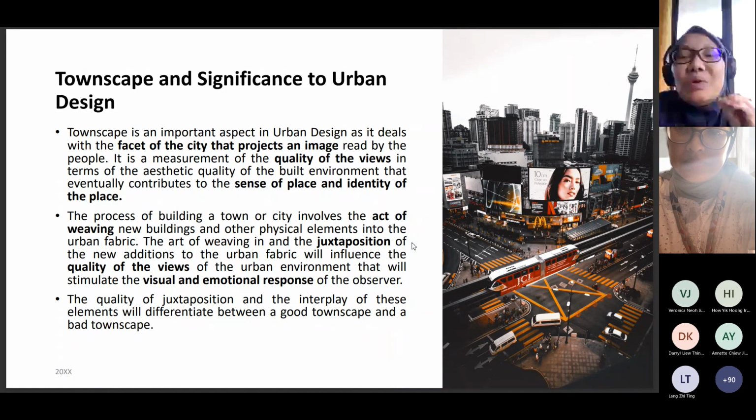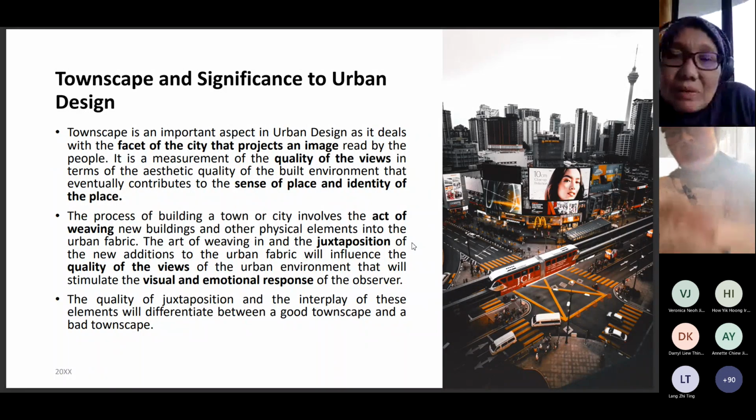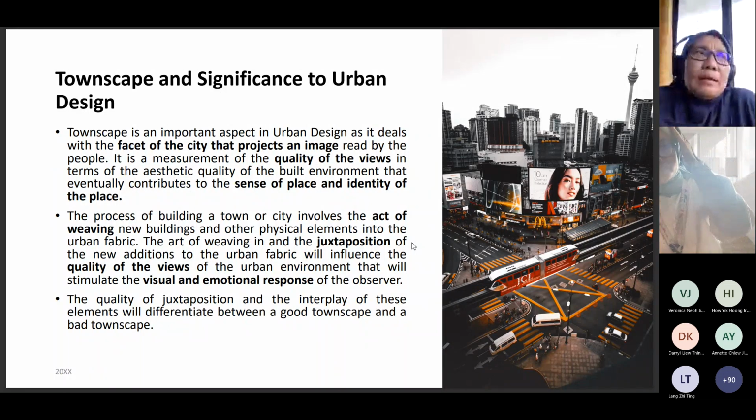And when you are not giving due consideration to urban design in the way we build our cities, then we have a townscape that is not to be proud of. Because the facade of the city projects an image that people see through the townscape. It is also a measurement of the quality of the views, in terms of the aesthetic quality of the built environment that eventually contributes to the sense of place and identity of the place.